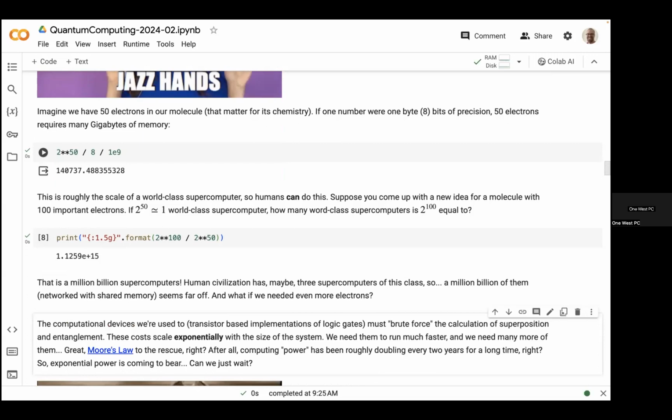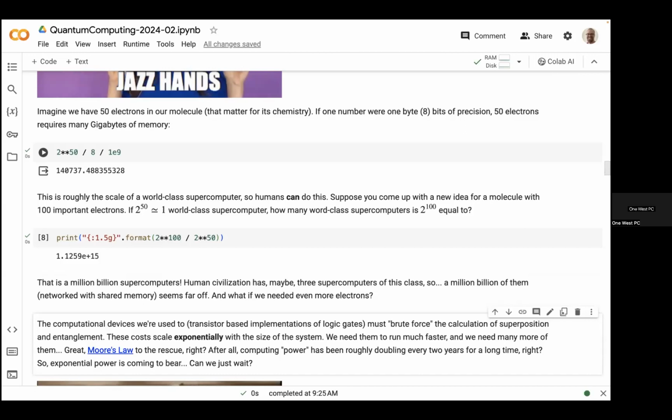And one of the big issues is that the computational devices that we're used to using, which are these transistor-based implementations of logic gates, have to brute force the calculation of superposition and entanglement, right? Those aren't native operations for the physical system that we've chosen to do this computation. And those costs scale exponentially with the size of the system, right? So we have to run them much faster, and we need many more of them, right?